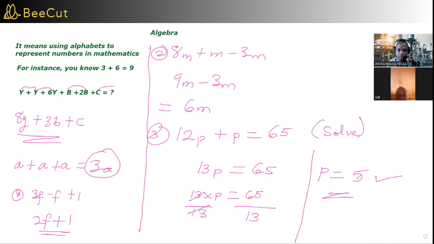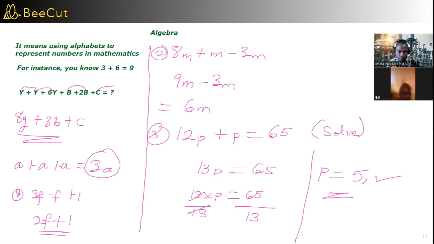What's the value of p? 5. If I put that 5 to replace p here, this will become 12 times 5, isn't it? Yes, sir. So 12 times 5 is what? 60. 60 plus another p, which is 5, will give us what? 65. Now, if you get an answer like this and you check and it doesn't work with the equation, that means your answer is not correct.